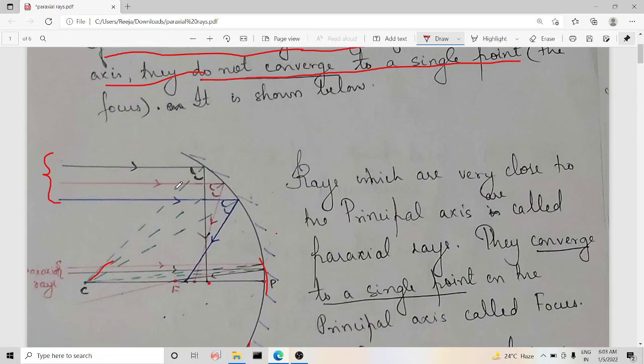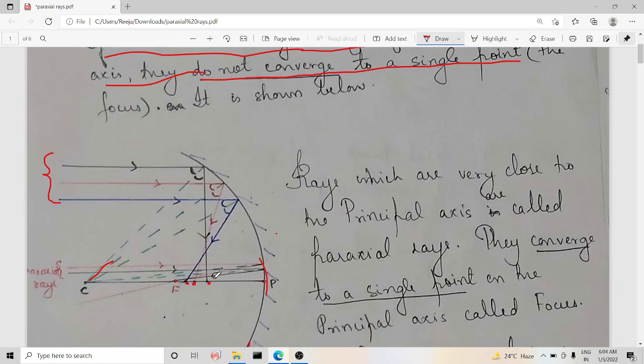Now consider the second ray. I have drawn the normal to that point here, and it is converging to some other point on the principal axis. The next ray here is converging to a third point on the principal axis. All these rays are converging to different points on the principal axis. This is new information to us: when the rays are very far away from the principal axis, they do not converge to a single focus, or a single point.